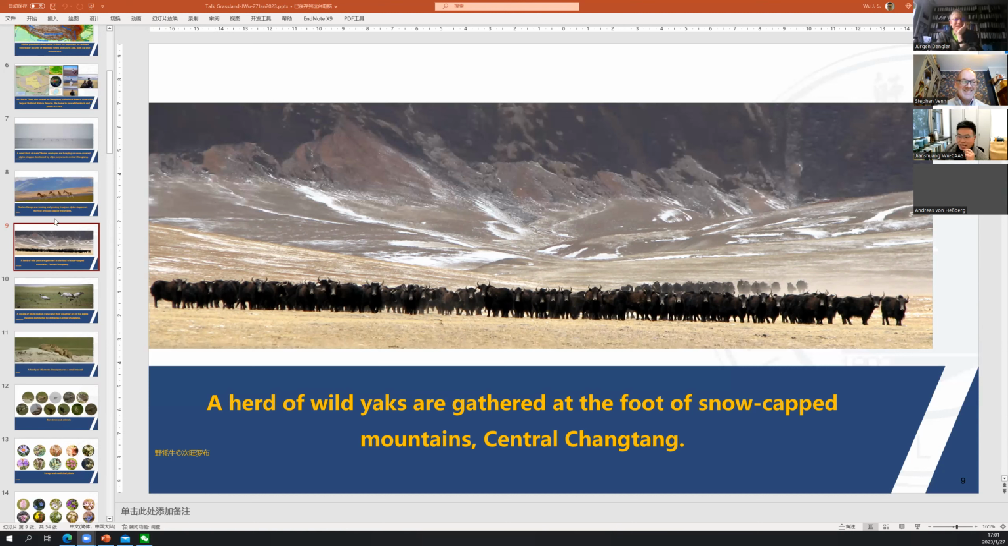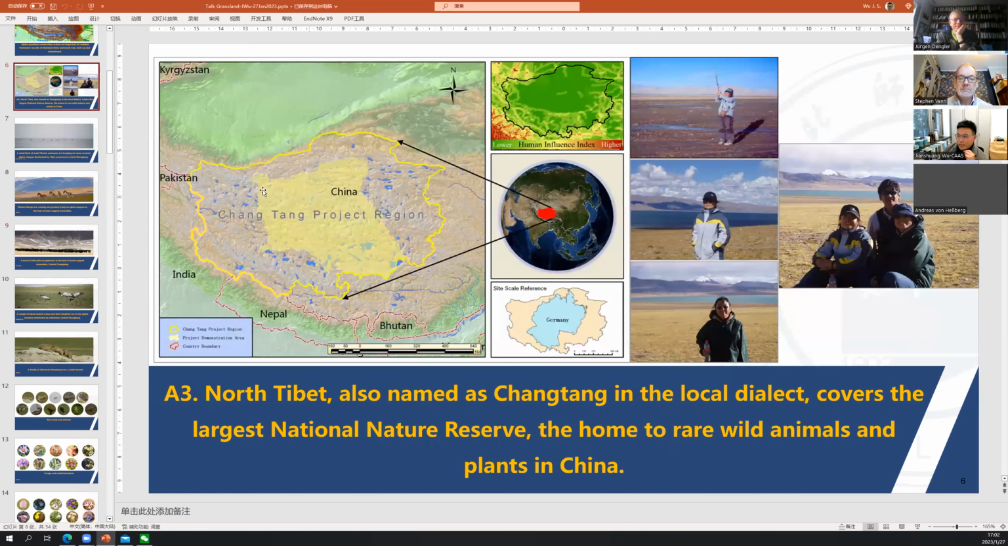Sorry. Actually, the wildlife are living in the central north part of this area, because this is the project region of the Wildlife Conservation Society, and the smaller part is the boundary of a national nature reserve of China. This reserve is home to wild yaks, antelopes, and also some rare birds. So this is the area with the densest wildlife. Yeah, thank you.